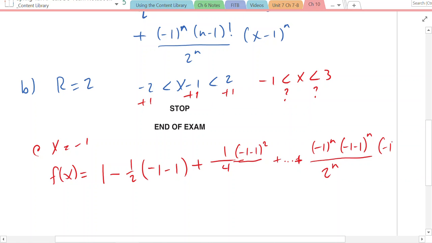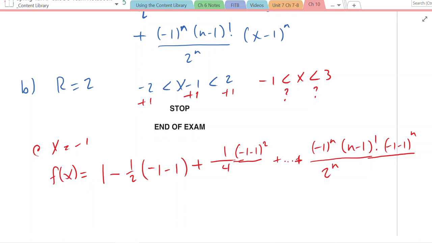Times, wait, I already did that one. Oh, I've got to do the, oh, that's what I messed up. I forgot. I wrote the wrong thing. My eyes skipped. It's n minus 1 factorial times -1 minus 1 to the n power, right? And we can simplify this.